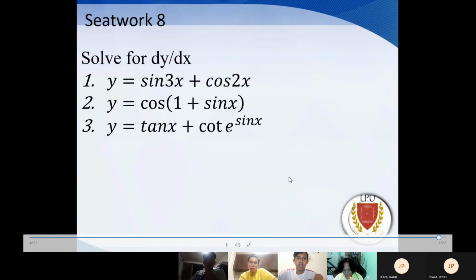That is all for this lesson, and you may now proceed to your seat work number 8. Solve the following.